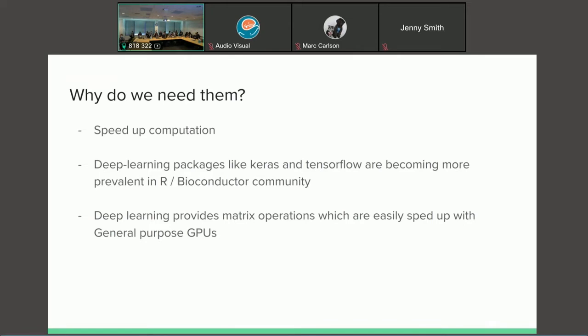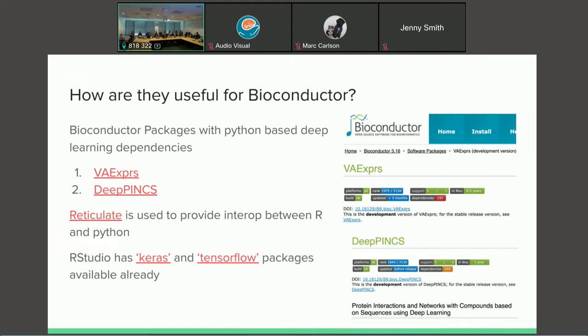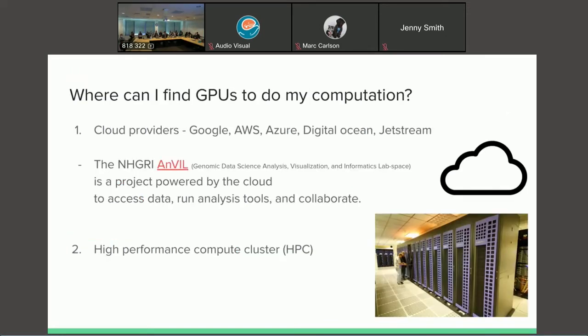There are now well-exercised packages for statistical learning, Keras and TensorFlow, that are becoming more prevalent. A couple of Bioconductor packages, and there are some new ones being submitted, take advantage of GPUs by using Reticulate to interface to TensorFlow or Keras. Reticulate is the R Python interface. And you can get GPUs to try these things out fairly easily from all the cloud providers. I'm going to talk about one interface to the Google Cloud provider that is made through NHGRI funding. It's called AnVIL, Genomic Data Science Analysis, Visualization, and Informatics Lab Space.